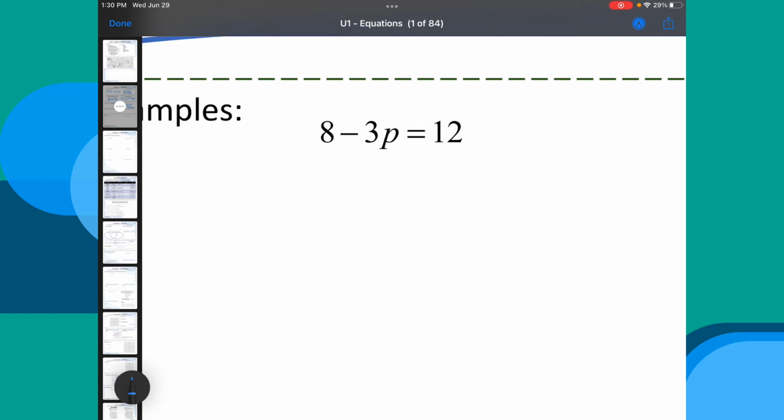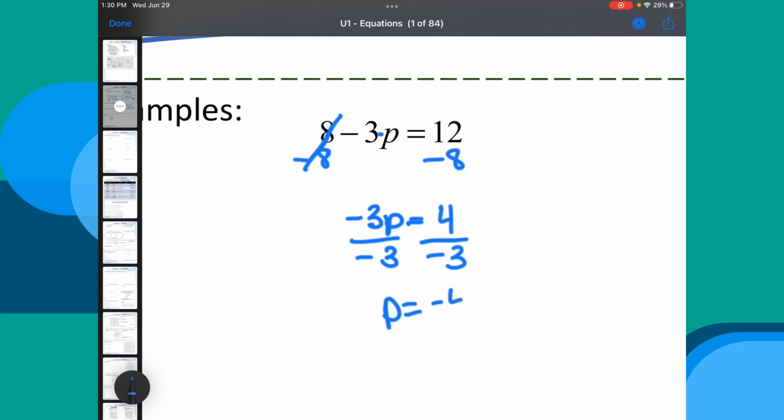So here we have 2 operations. We have subtraction and we have multiplication. So we first want to move the 8 since that is attached to the variable with subtraction. A +8, the inverse is -8. -8 and +8 cancel, and we get 3p is equal to 4. Then we come through and do the inverse to multiplication, which is division. So we get p is equal to -3/4. You could plug that back in to check your answer.